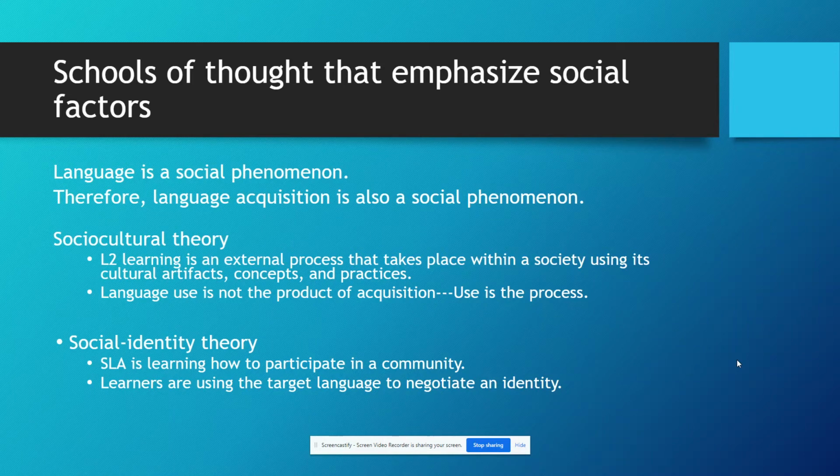Another approach, the social identity approach, asserts that language learners are not just learning rules of grammar and vocabulary, they're learning how to participate in a community. While learning to participate, they're becoming socialized into that community's values and culture, and they're using that target language to negotiate a new identity for themselves in that community.